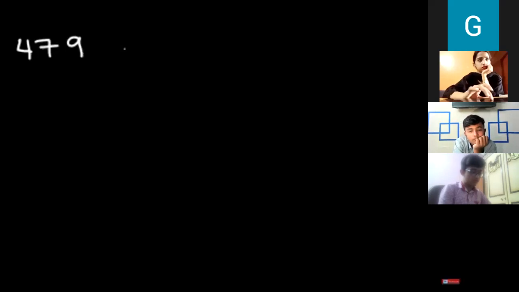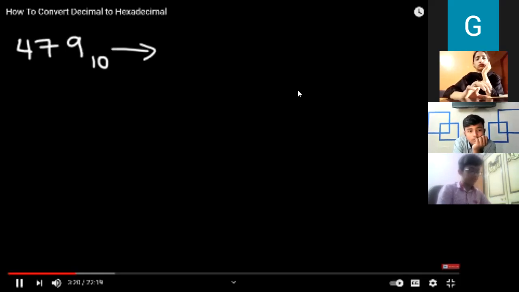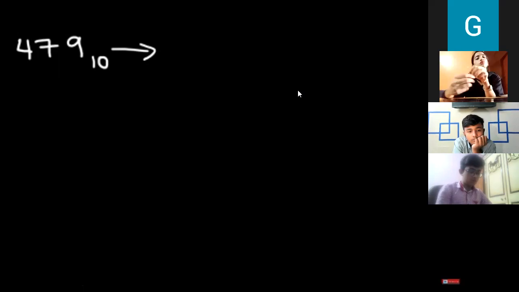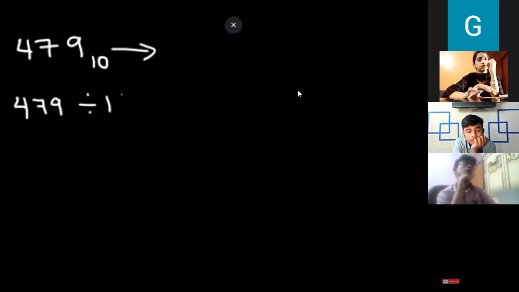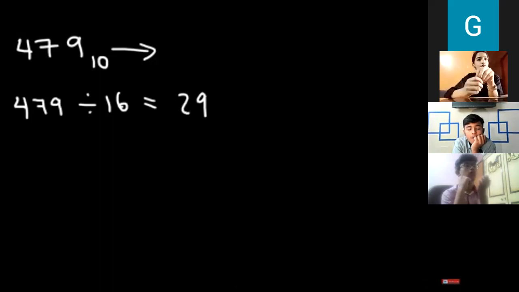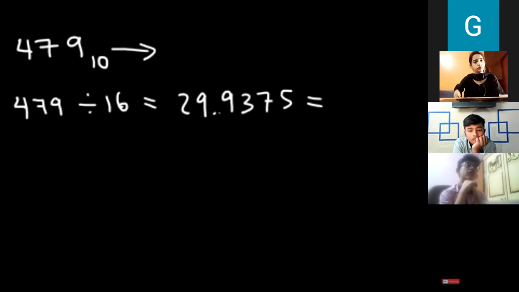Let's convert 479, which is a base 10 number, that's a decimal number, into a hexadecimal number. How can we do this? The first step is to take 479 and divide it by 16. So we said we're going to use a calculator for this, so let's go ahead and do that. 479 divided by 16 is 29.9375. So here we have an integer of 29, and then we need to find the remainder.